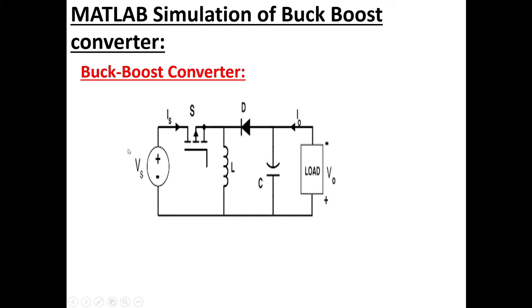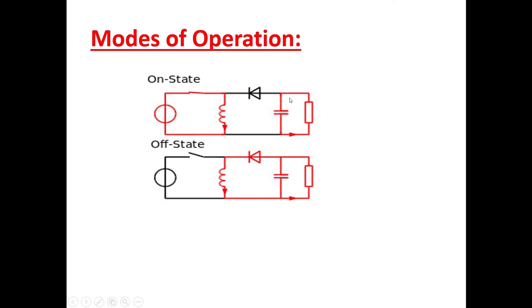Basically, buck boost converter is used to step down the voltage or step up the voltage with the help of changing duty cycle to the switch. For this converter, we need power electronic switch and diode, inductor and capacitor and load. Now we can see the modes of operation of buck boost converter.